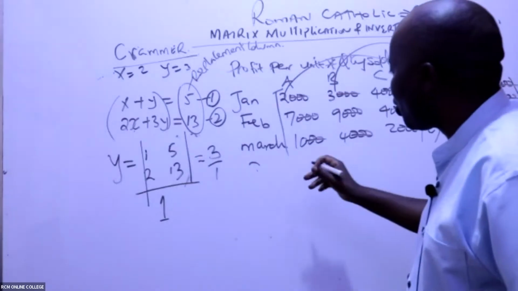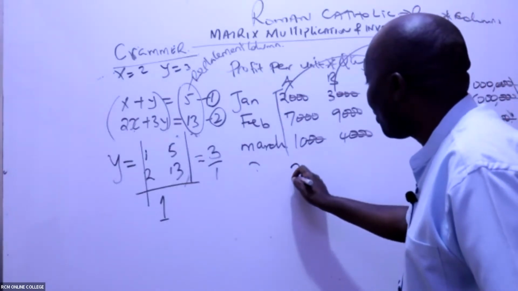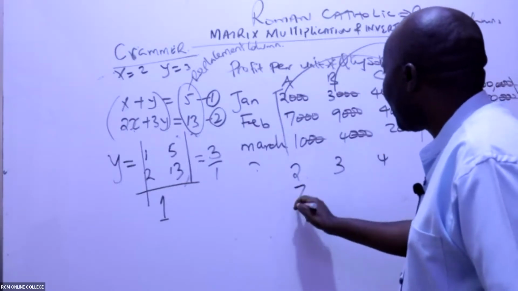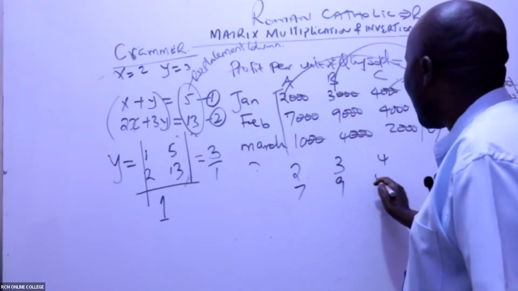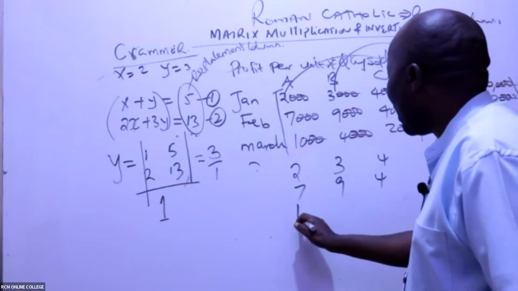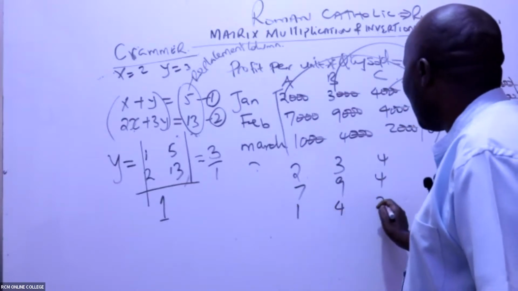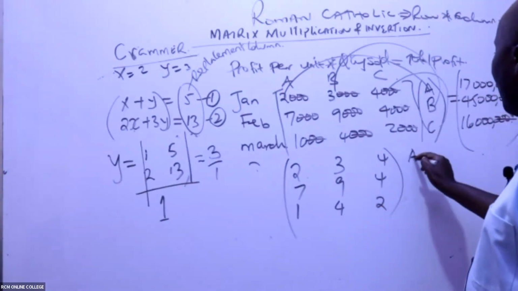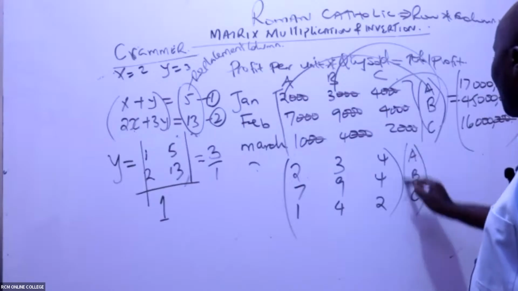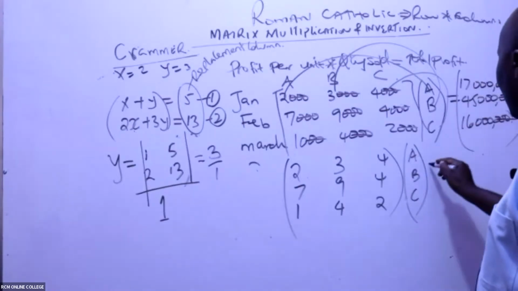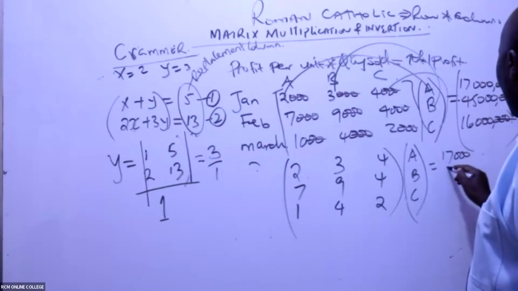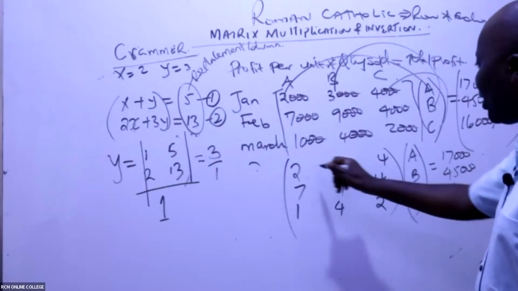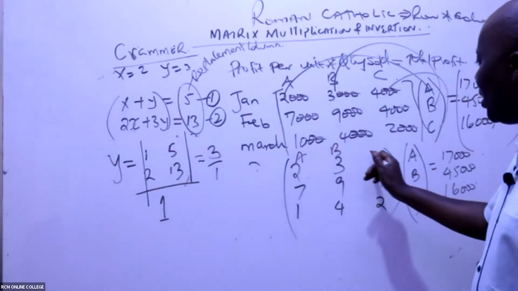So we have here 2, 2, we have here 3, we have here 4, we have here 7, we have here 9, we have here 4, we have here 1, we have here 4, we have here 2, and then we happen to have here A, B, C, and then we have this here, 17,000, 45,000, 16,000. Don't forget that on top we have A, we have B, we have C.